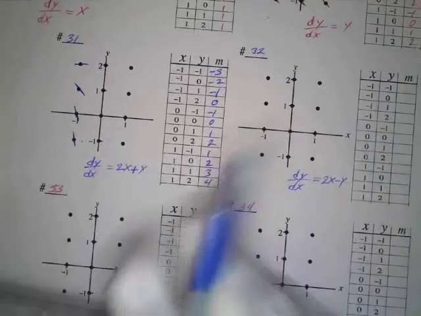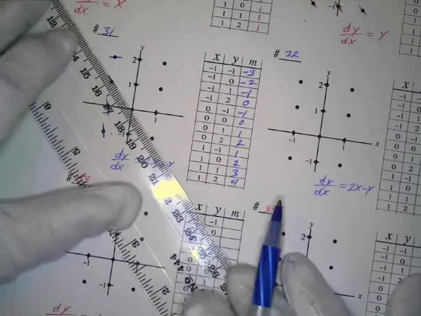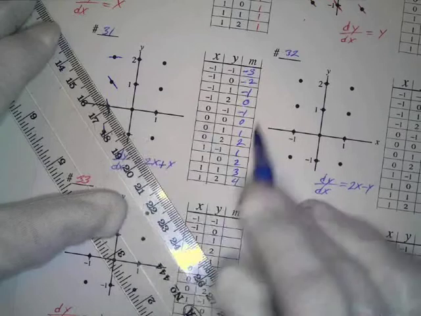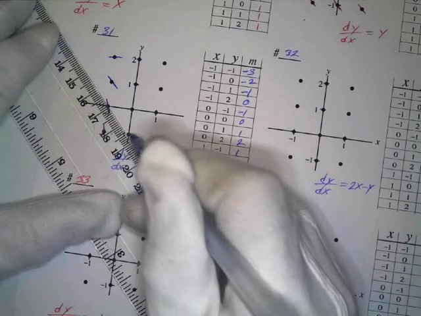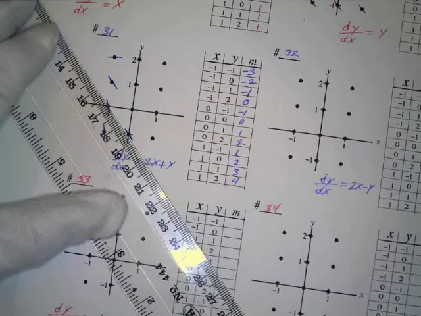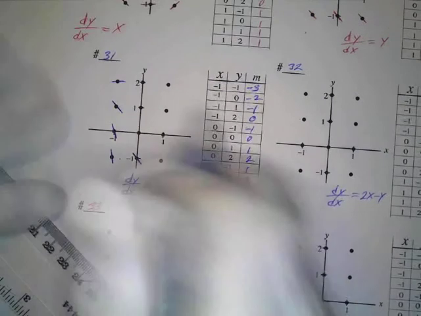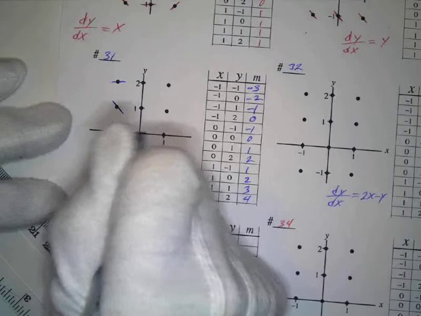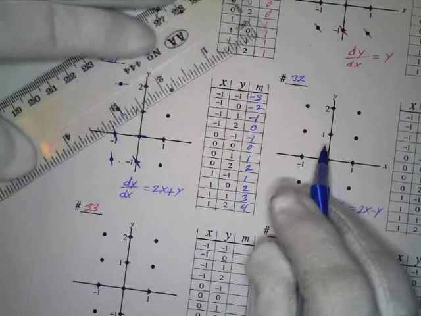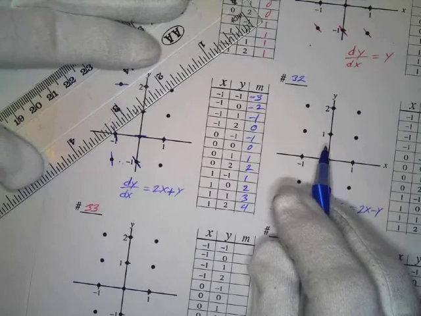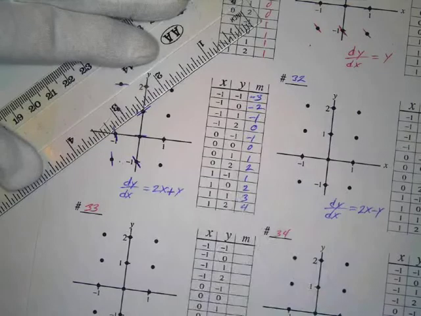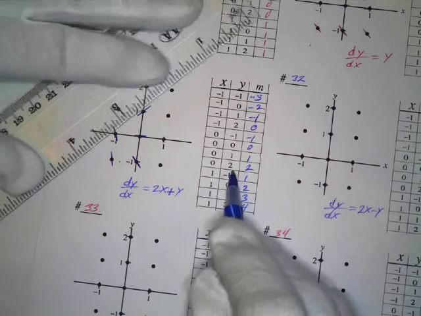Now here, when x is 0, we can start from negative 1 again, and it's going to be negative 1. So there's negative 1, so it just has to be parallel to that, so I can kind of eye that so they're parallel. Okay, that's good. And then 0, 0 is 0, so that's just going to be 0. And then at 0, 1, it's 1, so the slope is 1. So that's a nice easy one to do. And at 0, 2, it's 2.